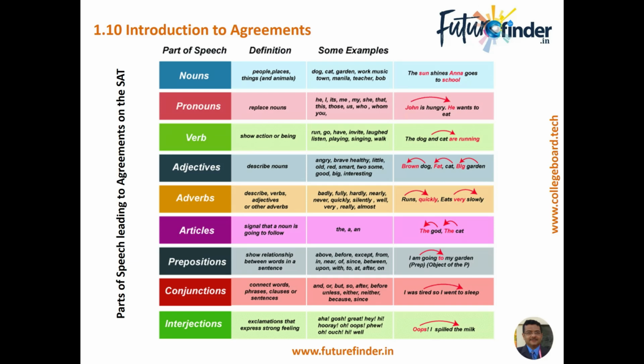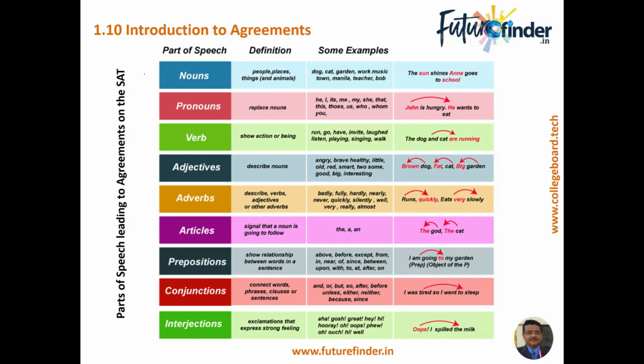Before we go on to the types of agreements that the SAT asks you for, let us understand the parts of speech, because as I have already told you, agreements are basically based on the parts of speech. Now we don't need to teach this for the SAT because this is basically school level English. But still, let's go through the parts of speech very quickly.